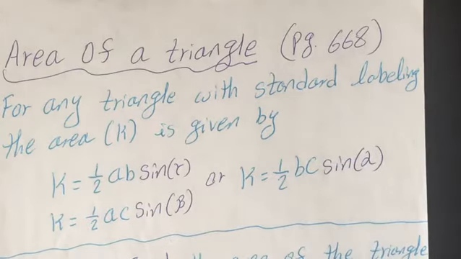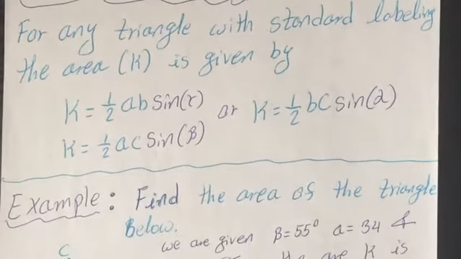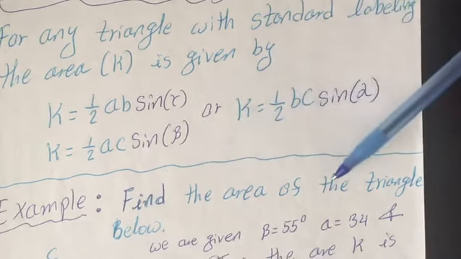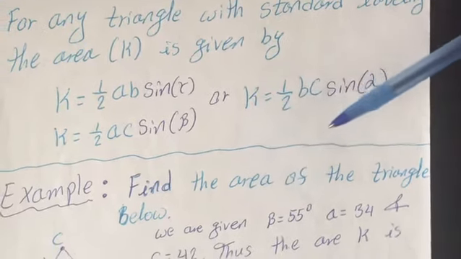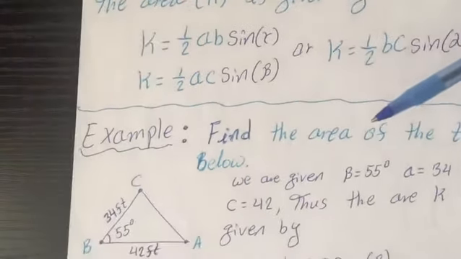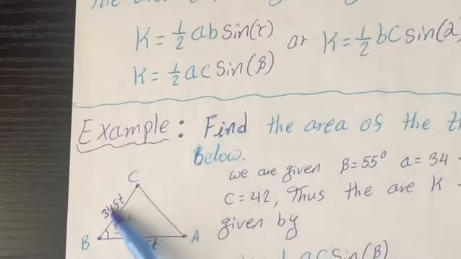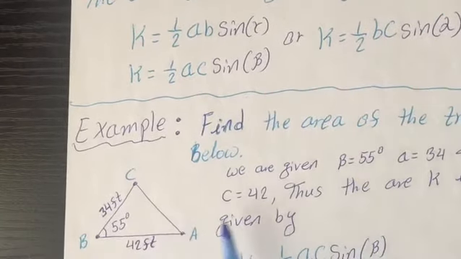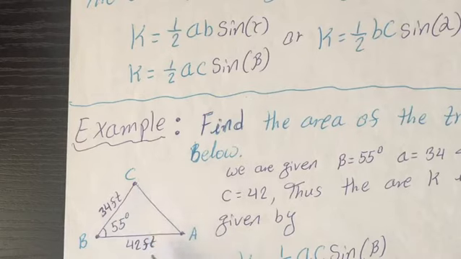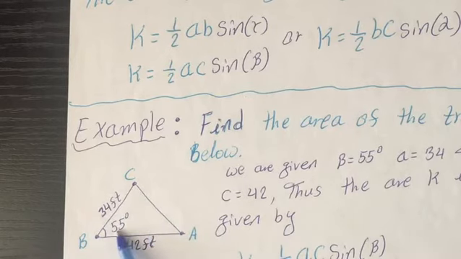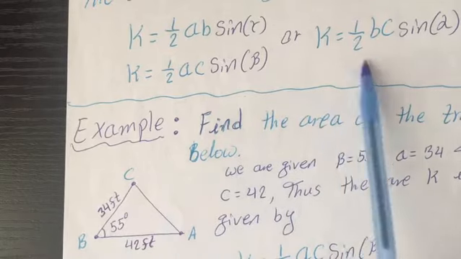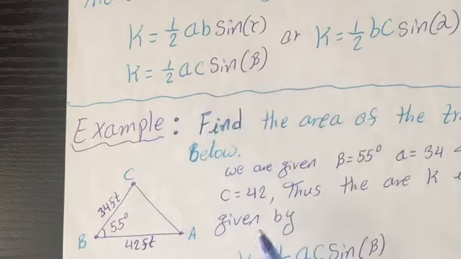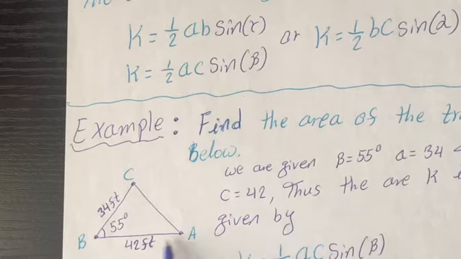So let's say, for example, we have the following problem. Let's say we want to find the area of a triangle below. So we're given, let me pull it up here. This is the triangle that we're given. So in this case, I know the side A, the side C, and the angle B. That is, I know the two sides and the angle between, which means I can apply one of these formulas here. Well, what two sides do I know?